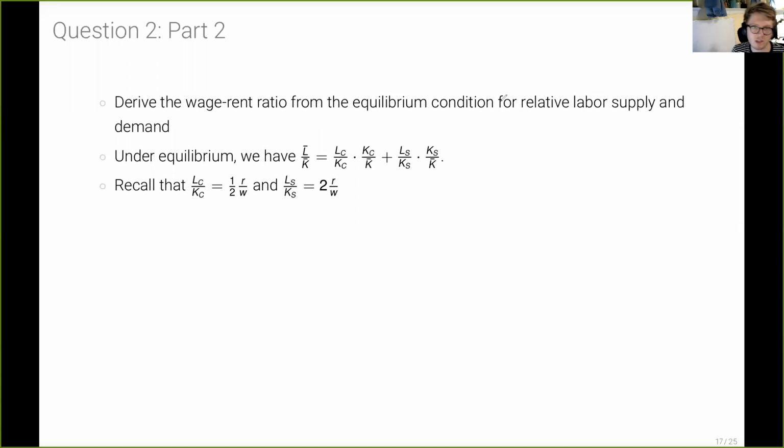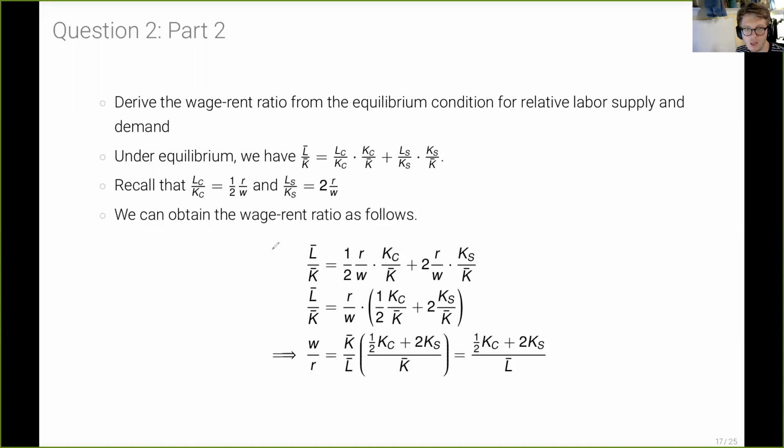So right here, all I'm going to do is go back to my expression for relative labor supply. That's going to be the left-hand term. And relative labor demand, that's going to be the right-hand side. And I'm just going to recall what LC over KC was from before. And then all I'm going to do is plug in here for LC over KC and LS over KS. So what's that going to give us? It's going to give us L bar over K bar is equal to 1/2 R over W times KC over K bar plus 2 R over W times KS over K bar.